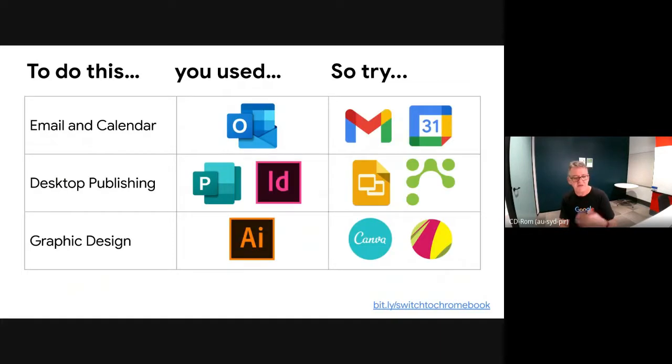But then you get into murkier territory. Like, I like Outlook. There's no Outlook on Chromebook. Well, actually there is, but try Gmail. Desktop publishing is an interesting one. If you've used InDesign or Publisher, I have teachers say to me, oh, but I need Publisher. No, you don't. You need your kids to be able to publish, but you don't need Publisher. You just need a way to publish.